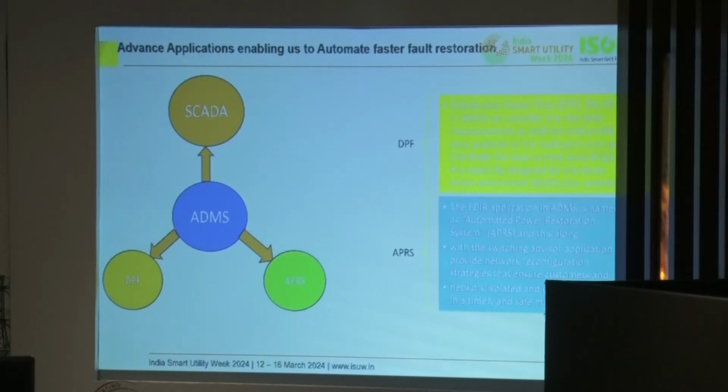So we have an application called ADMS, which has other advanced modules that enable us to use this SCADA data at some level and use it down the line for restoring the fault. Basically, I'll give an overview of DPF, distribution power flow. We have SCADA values at some particular level, at grid level, at the 11 kV grid breakers. So we can use that data.